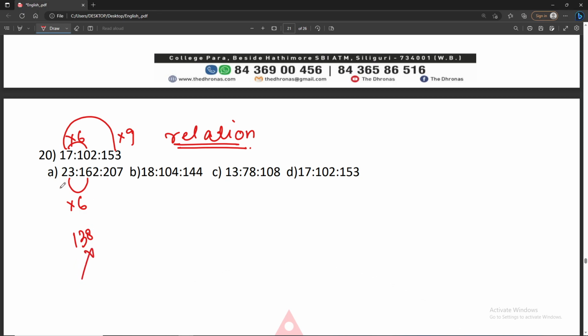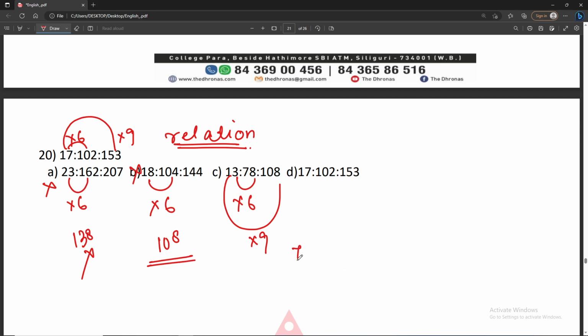It's not possible. This one, 18 times 6, 108. It's not possible. Then we have 13 times 6 is 78, but 13 times 9 is 117. It's also not correct.